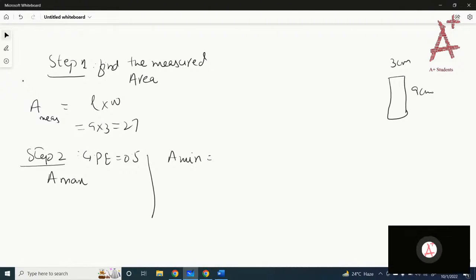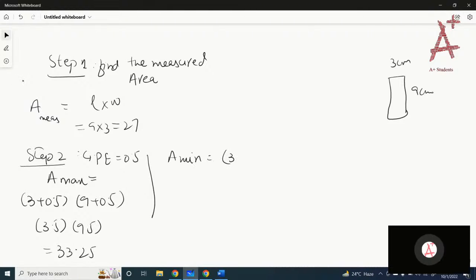So for the maximum area, you have to add 0.5 to both measurements. So 3 plus 0.5 and 9 plus 0.5. So it would be 3.5 and 9.5. So 3.5 times 9.5 is 33.25. And for the minimum value, just subtract 0.5. So 3 minus 0.5 and 9 minus 0.5. So 3 minus 0.5 is 2.5, times 8.5. 2.5 times 8.5 is 21.25.